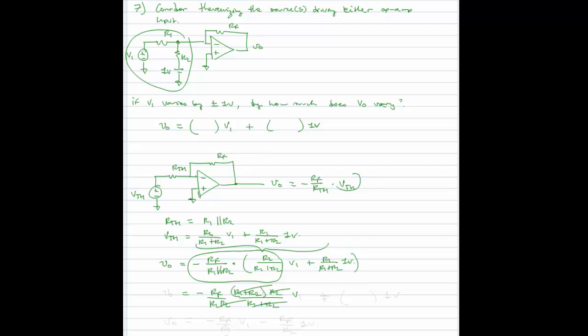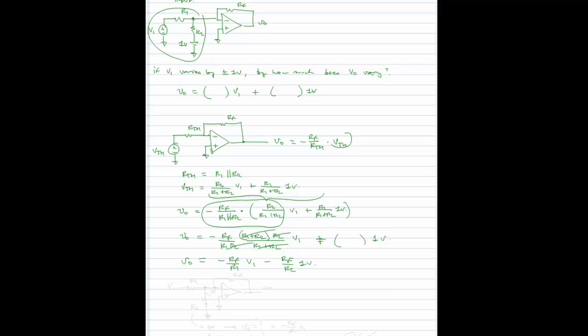But it brings up a good point. Yeah, this is a good plus, plus this other part for the 1 volt. Okay, RF over R1 V1. Okay, I think this is going to end up being, it is going to be RF over R2 times 1 volt. Yeah, sorry, not a good example here.